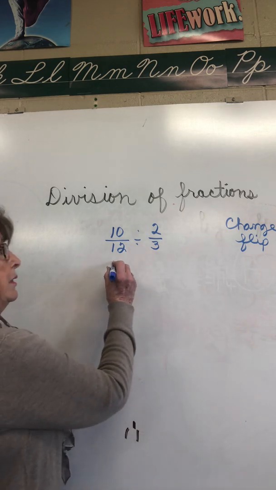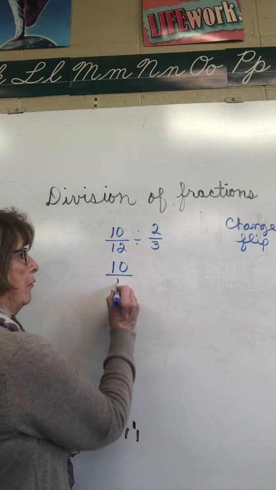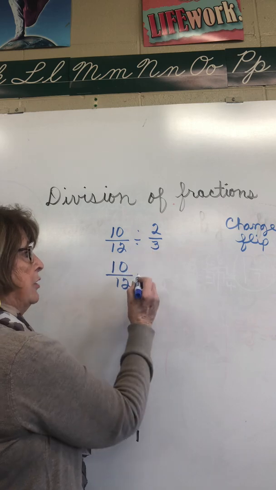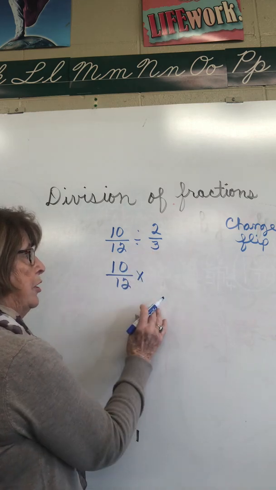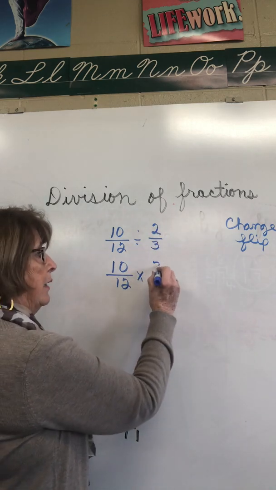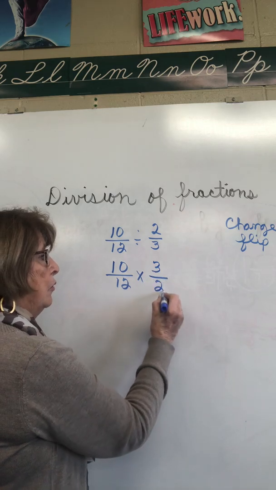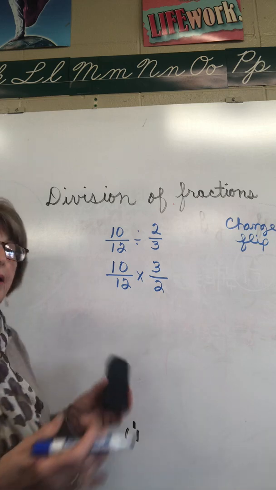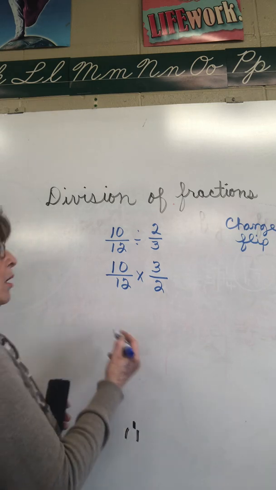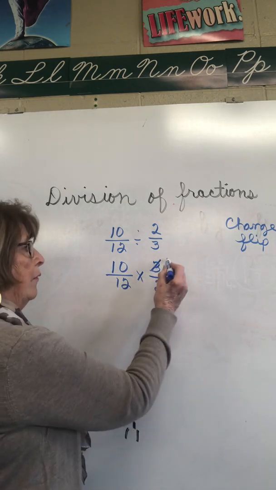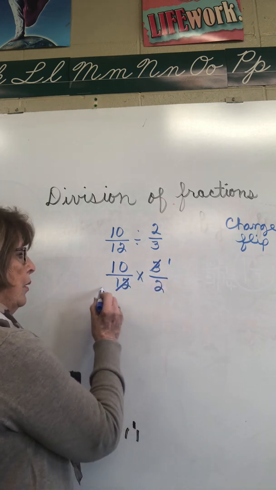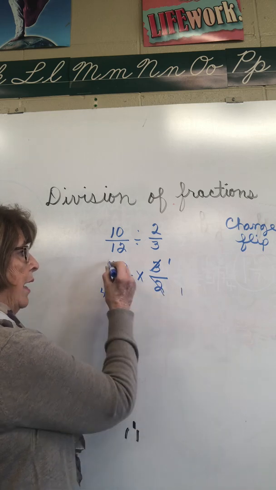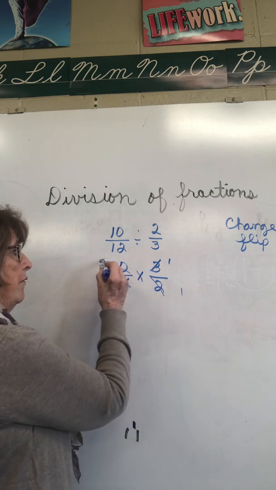So I go 10/12. I change and flip. I change the division to a multiplication. I flip that to make it 3/2. And I now multiply as I usually would. So let's see if anything will cancel. Sure, 3 and 12. 3 will go into 3. 3 will go into 12 4 times. 2 will go into 2 one time. 2 will go into 10 5 times.